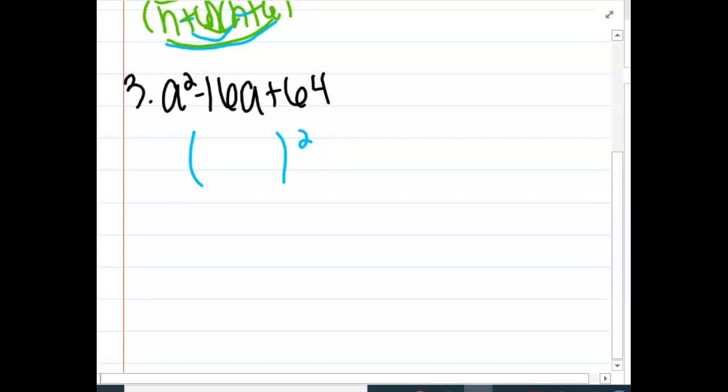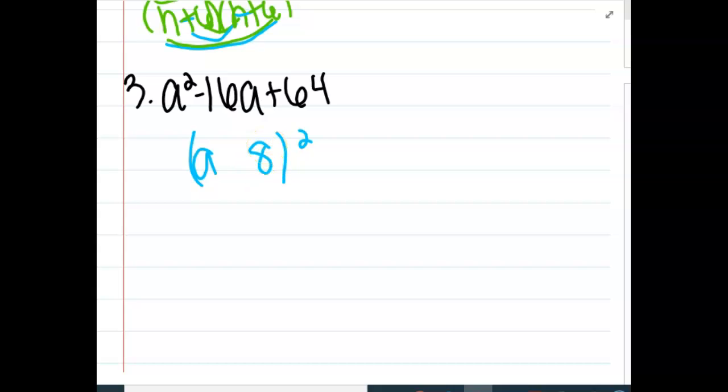What squared gives me a squared? What squared gives me 64? 8. You have to check the middle term. So do 8 times a is 8a. We have to multiply that by 2. Why do we multiply by 2? Because it's the O and the I, right? We have the F, the L, and the O and the I are both 8a. Does it match? Yes. So we take that sign and drop it down. That's your answer.